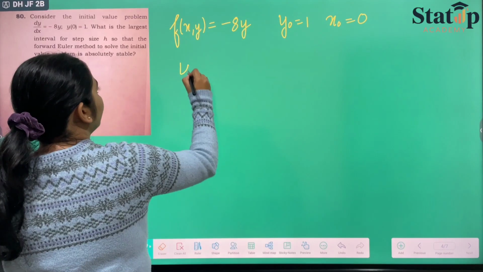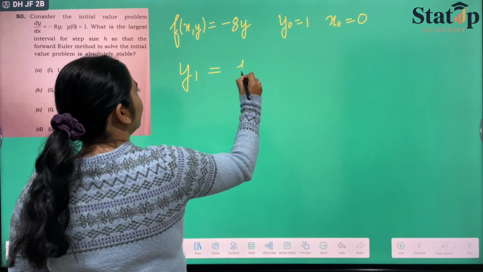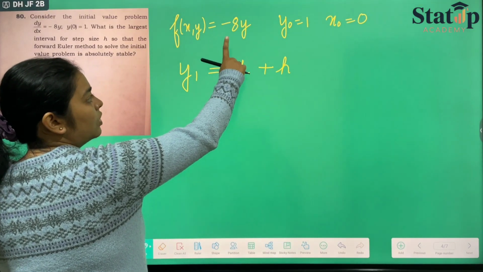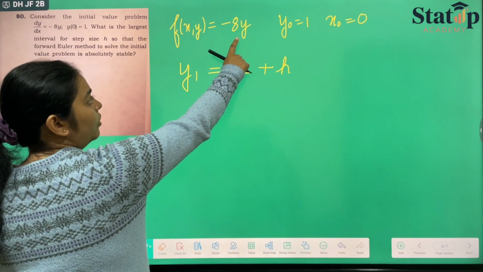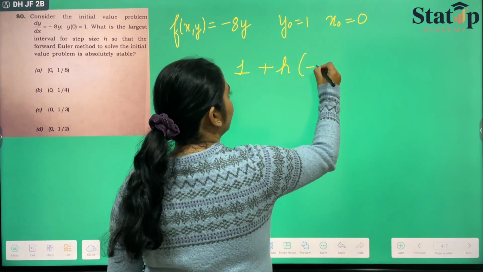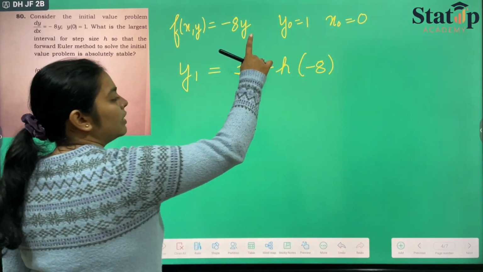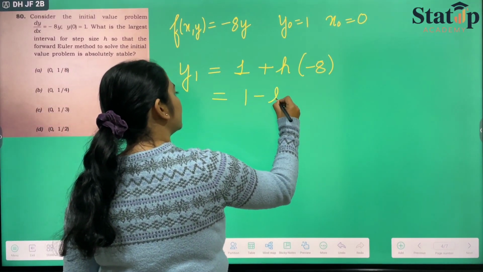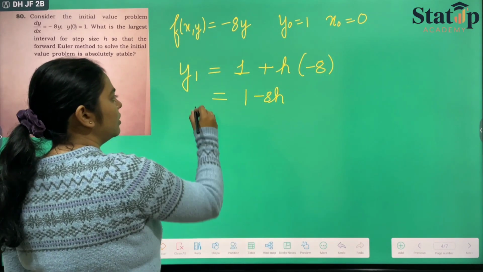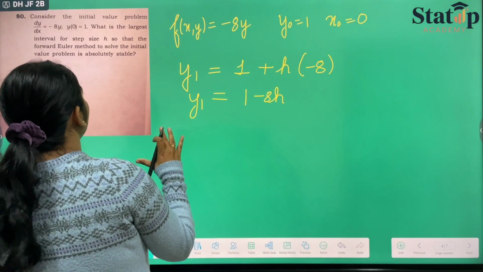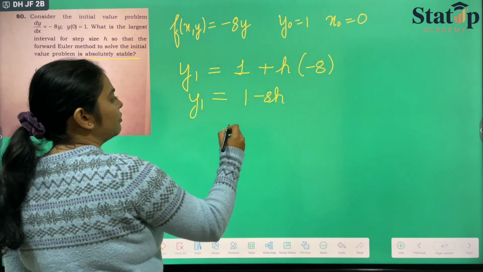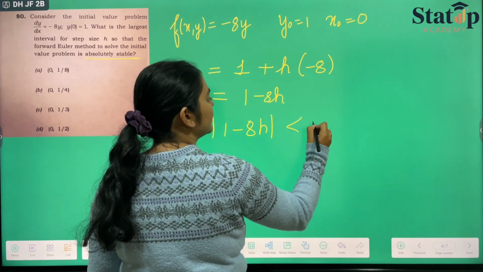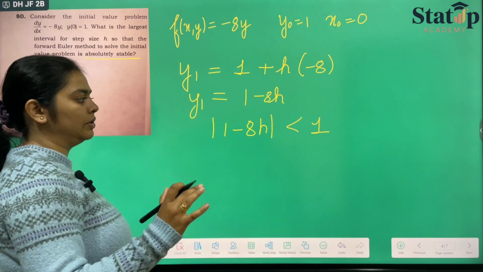Now we know that if we calculate y1, y1 is equal to y naught plus h into f(x naught, y naught). If we put in the values, because x is not present, we get minus 8 into y naught, which is 1 only, so directly I'm putting that, which equals 1 minus 8h. This is our y1. Now for it to be absolutely stable, we have to put it in the modulus sign and it should be less than 1. Then only it will be absolutely stable.